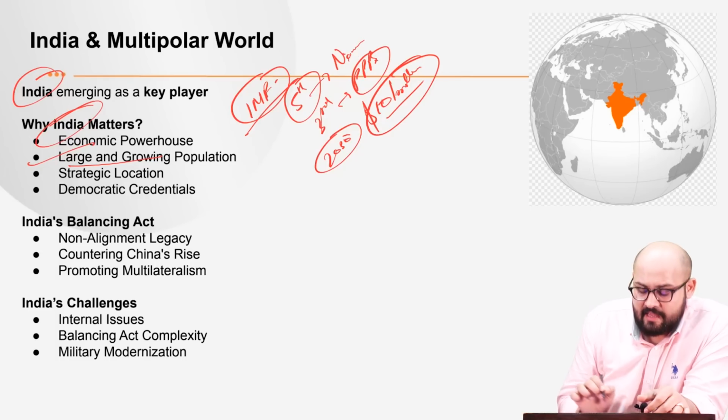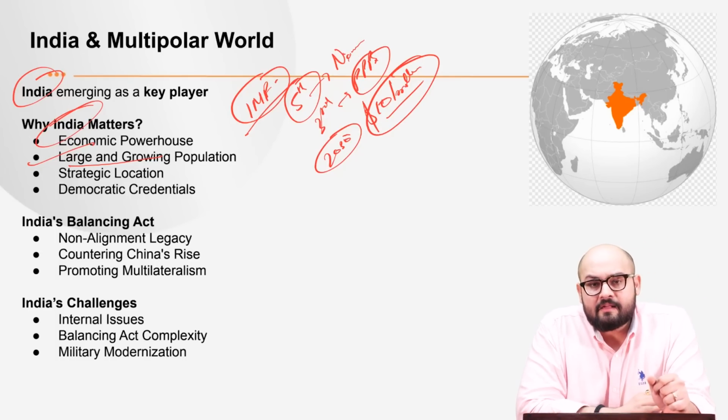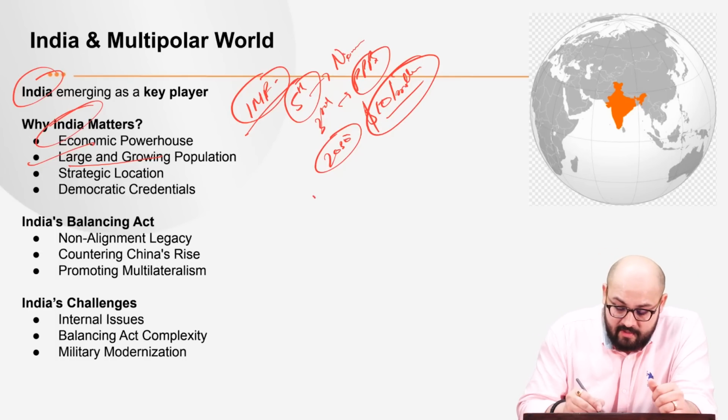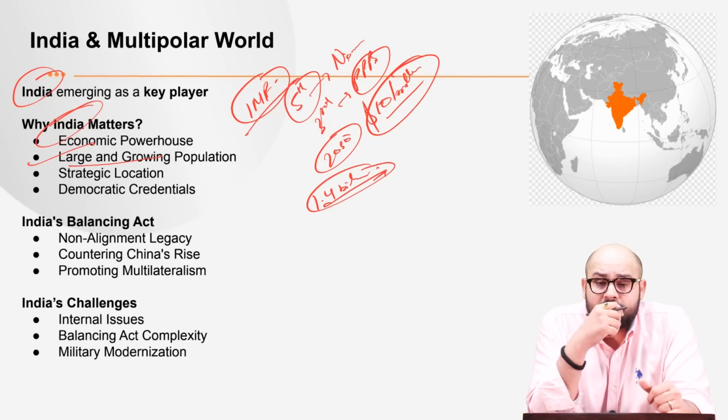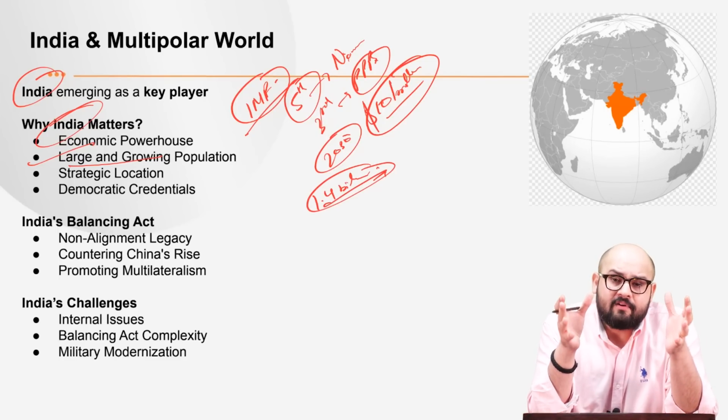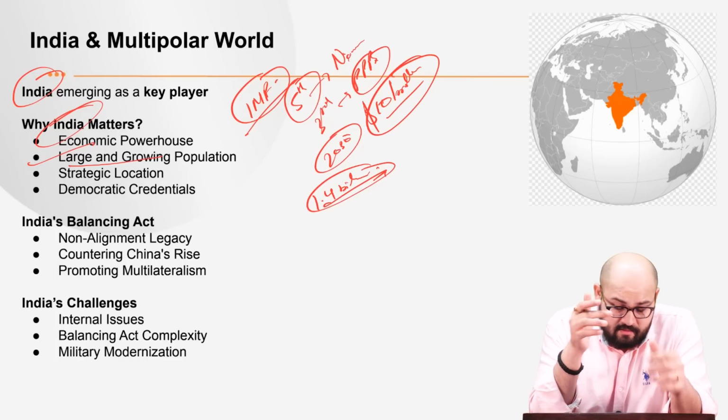Next is the large and growing population. We all know that India is the most populous country with more than 1.4 billion people, right? This demography is supposed to enhance the overall power of India in different domains.